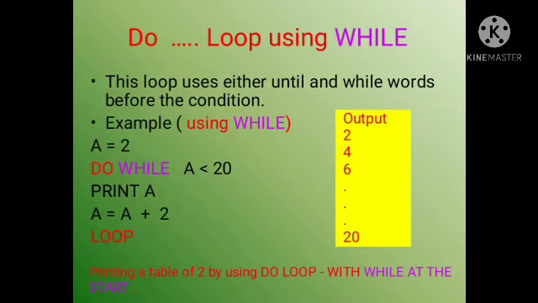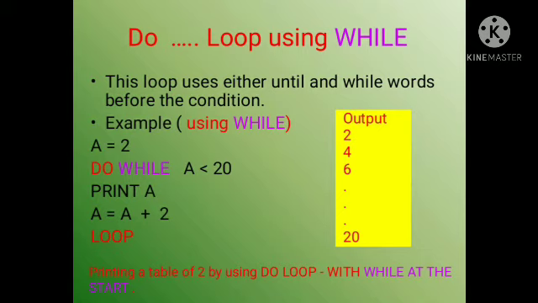Now the last loop that we are going to see is the do loop. In this loop we can use the words while and until in front of the condition. You can see in the loop, after do, while is used. It is used at the start of this loop. In the next program it will be used at the end of the loop.